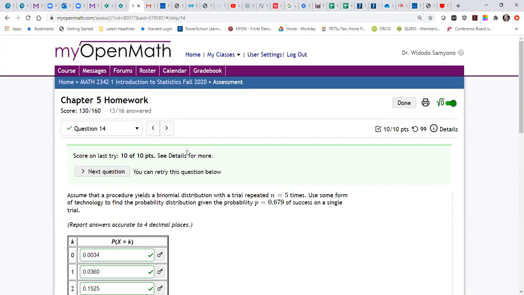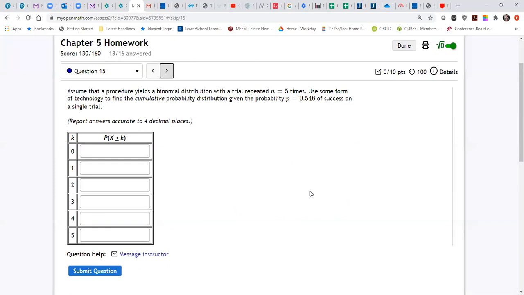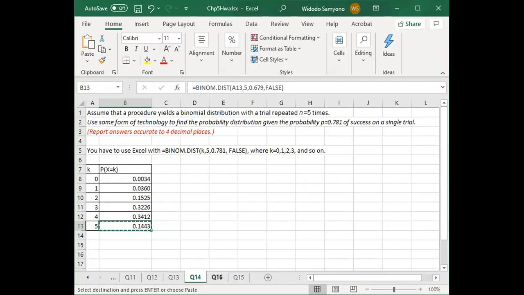Right. Okay. So the next one will be this one. But this one is less than or equal to k. K is 0, 1, 2, 3, up to 5, right? Okay, so now you need to change this in the Excel, and the probability you have is 0.546. Okay. So number 15.